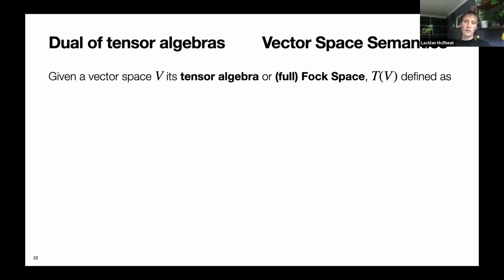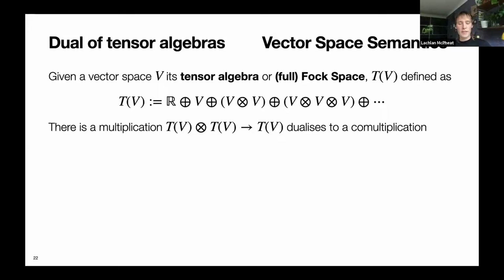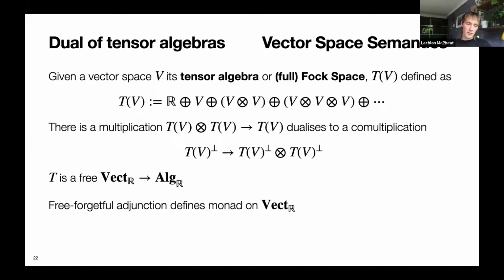Remember, a tensor algebra of a vector space, or a Fock space of a vector space, is this construction. T of V is this huge sum, and on here you have a standard multiplication given by concatenation of simple tensors. And you can dualize this in the vector space sense. We'll use this bottom symbol for vector space dual. Dualizing this gives you a co-multiplication, and like I said before, this is what we're looking for. We really want co-multiplications. Also noting that T is a free functor from vector spaces to associative algebras, we know that there's an adjunction, a free forgetful adjunction, which then defines a monad on vector spaces.